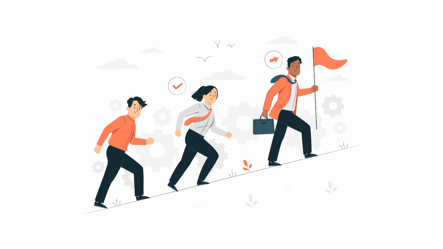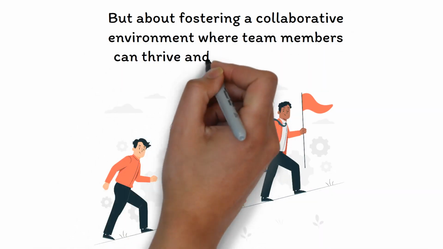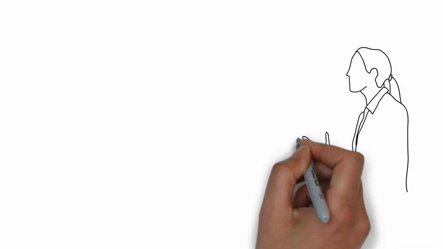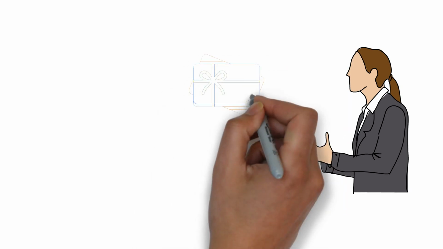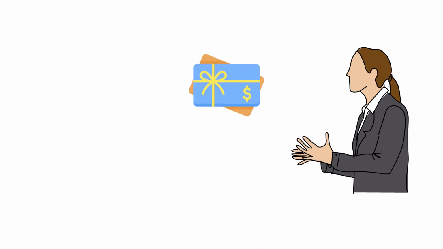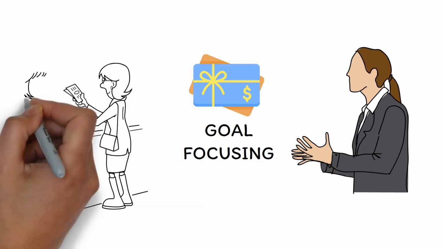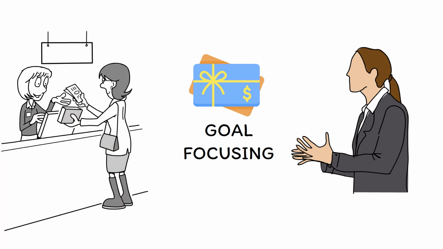It operates on the premise that effective leadership is not about command and control, but about fostering a collaborative environment where team members can thrive and contribute to their fullest potential. Imagine a local grocery store where Liz, the team leader, encounters a pervasive issue of negative employee attitudes. By introducing gift card incentives for positive behavior, she's not merely rewarding good attitudes, she's practicing what we call goal focusing, a core concept of the team leadership model.